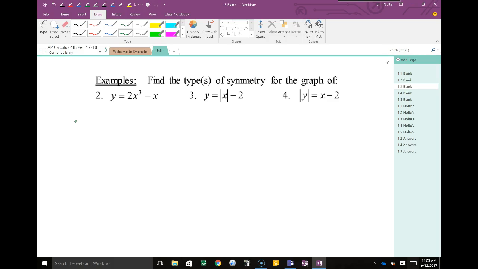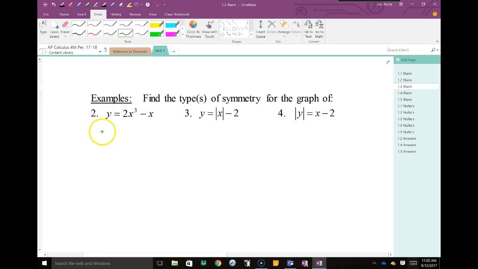Okay, so first I need a point to know about, right? So pick a number, let's plug it in. 2, I like 2. 2 is pretty easy. You never want to use 0, by the way, right? Because 0 isn't a good point.